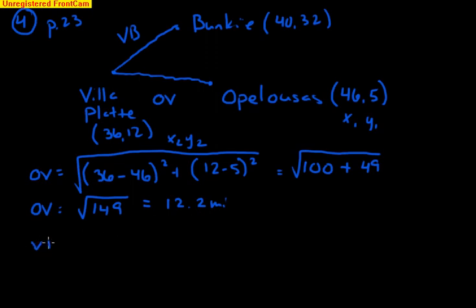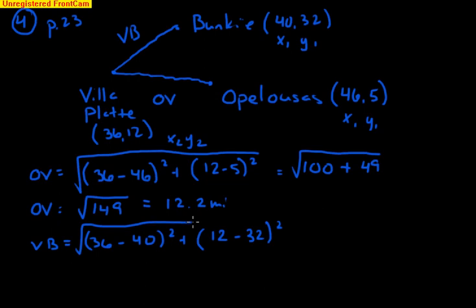So then let's find the distance between Villa Platte and Bunkie. We already have Villa Platte as x2, y2, so let's label Bunkie as x1, y1. So we start with Villa Platte's coordinates first. 36 minus 40, right, that's squared, plus, go back to Villa Platte, 12 minus 32, and we square it. And that's all inside the square root.